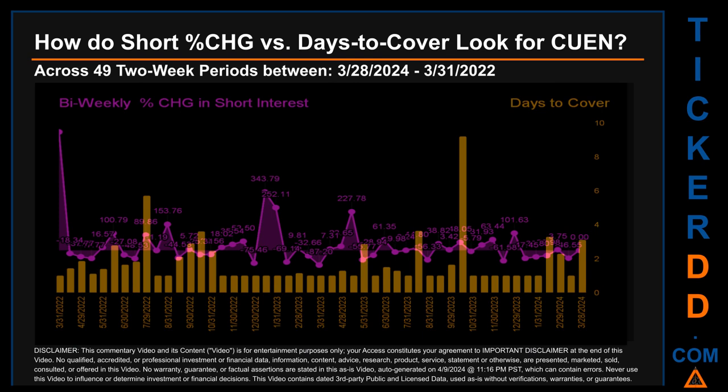Other interesting data points include: the largest percentage increase in short interest was 698.29%. It occurred once on March 31, 2022 settlement date. The largest percentage decrease in short interest found across those 49 2-week snapshots was -87.20%. It occurred once on March 31, 2023 settlement date. The average days to cover was about 1.76. The biggest days to cover was 9.23 and it happened once on October 13, 2023 settlement date.